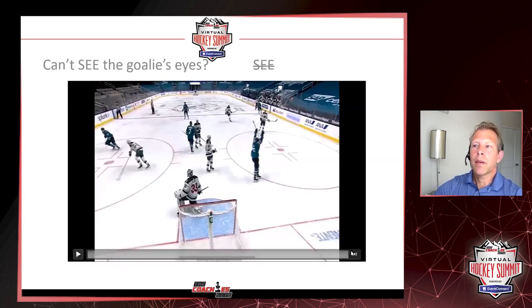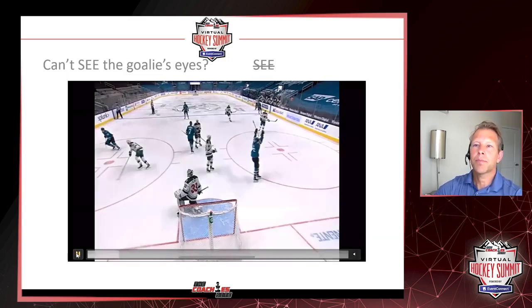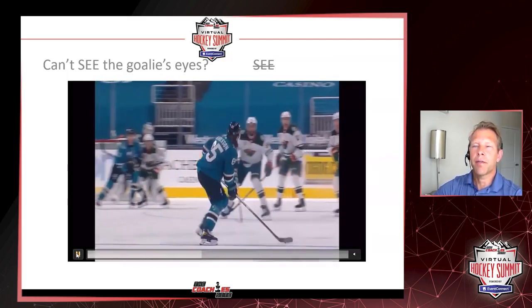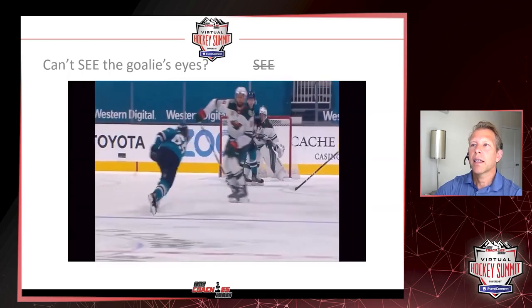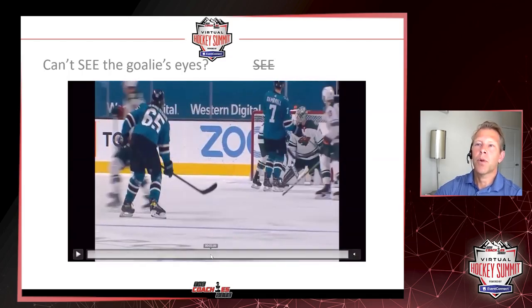So the first thing here is strive to, if you can't see the goalie's eyes, he probably can't see you shooting it. So then he's going to have a tough time. In this example, you can see that the defender moves in and shoots and finds an opening there.